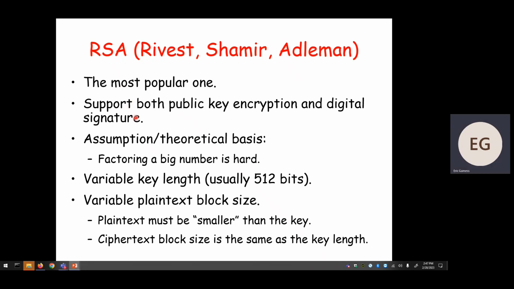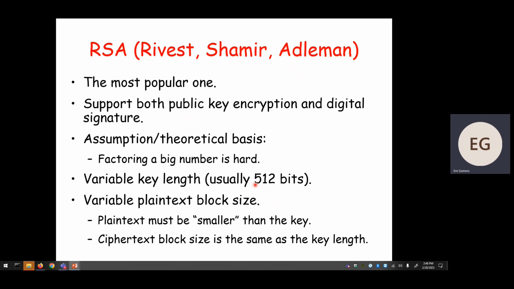So with RSA, we support both encryption by using the public key of the destination and digital signature by using our private key. It is based on the fact that factoring a big number is very hard. Here they recommend to use a key of 512. I would say this is obsolete now. People use a key of 2048. Yeah, 2048 is the key that they recommend now.